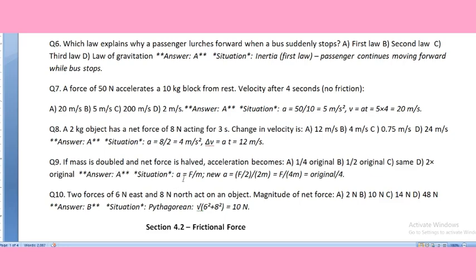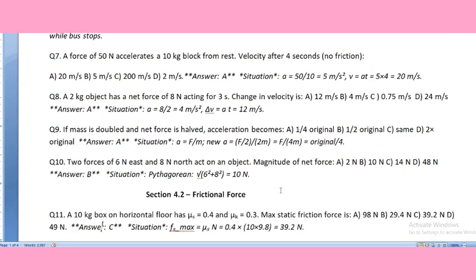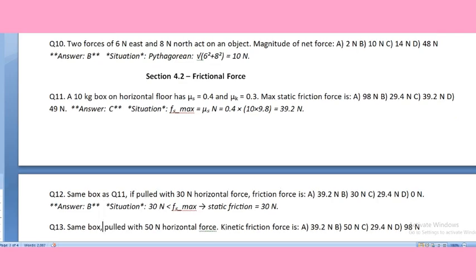From the given situation, the correct answer is A. Acceleration equals the applied force over mass. When we insert the given into the equation, the new acceleration is the applied force over 4, which equals the original force divided by 4, which means 1 over 4 the original.